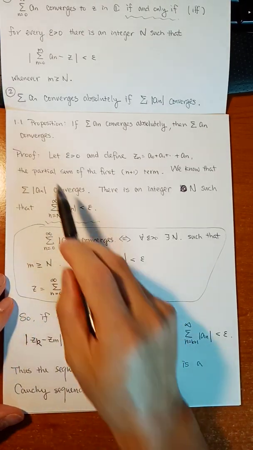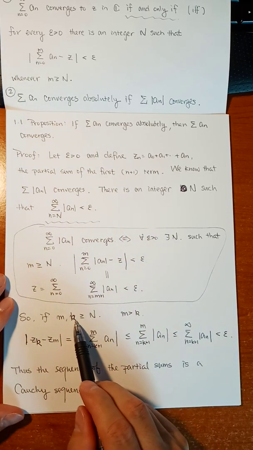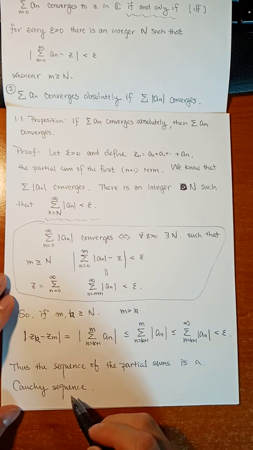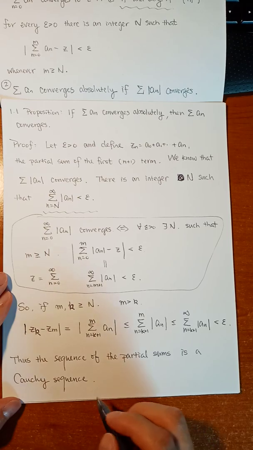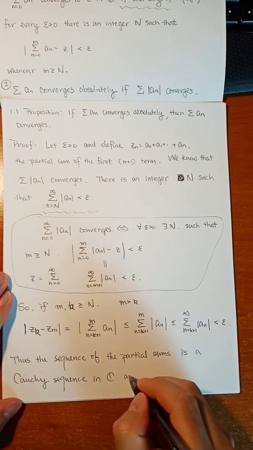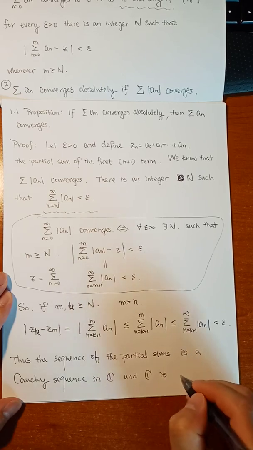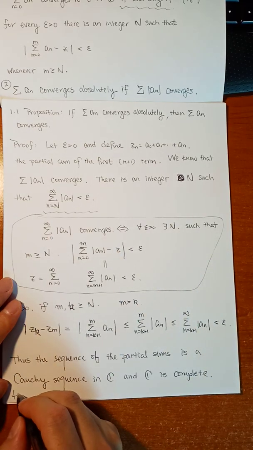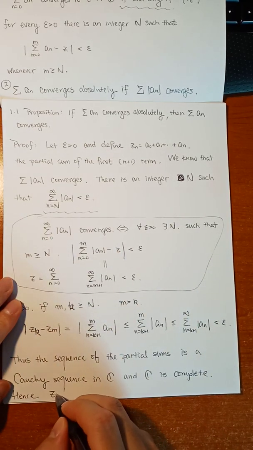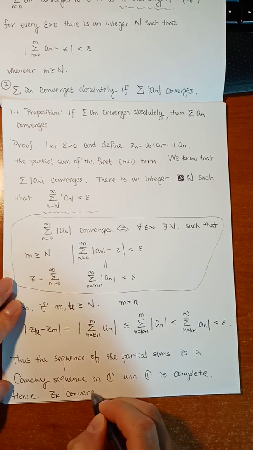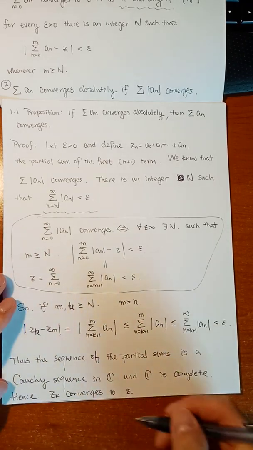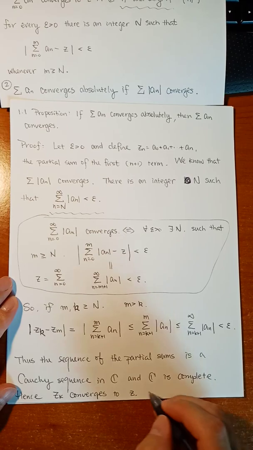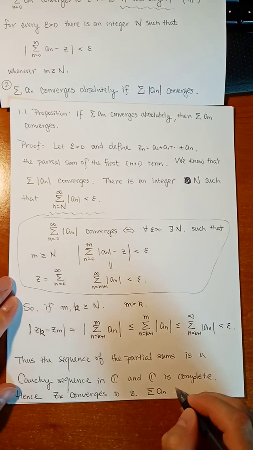Right? For every epsilon, you can find a capital N such that when m and k are greater than or equal to capital N, |zk minus zm| is less than epsilon. This is exactly the definition of a Cauchy sequence. And we know C is complete. Complete means that every Cauchy sequence converges. Hence, this zk converges to z. It just means the sigma an converges.